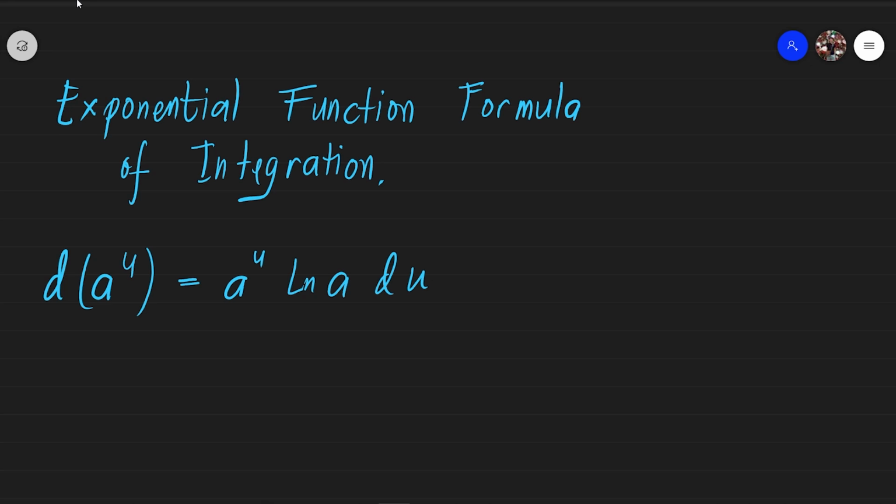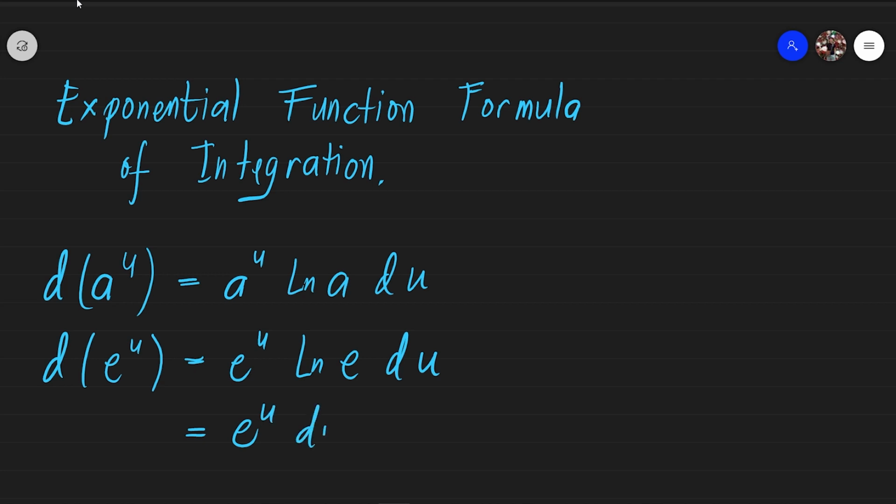Another one, how about if the base is a natural number? Say for example, we have the differential of e raised to u. The base is the natural number e, so you can use the same formula. This will be equal to e raised to u ln e differential of u. But since ln e is equal to 1, this can be simplified as e raised to u du. Therefore, the differential of e raised to u is actually equal to e raised to u du.